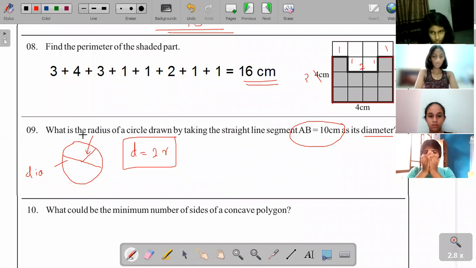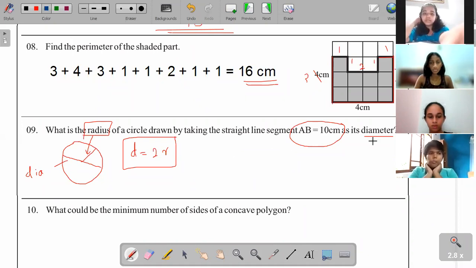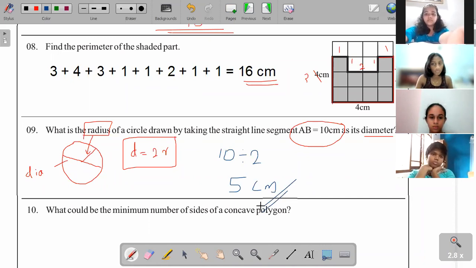The question asks, what is the radius? What is the value of the radius? If the diameter is 10 centimeters, the radius should be half of the diameter, no? So you can get the answer 10 divided by 2. So the radius is 5 centimeters.